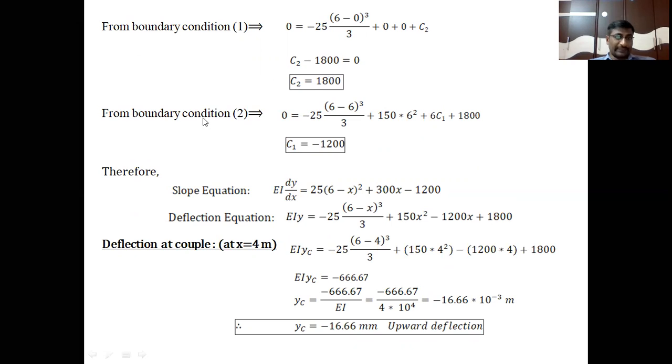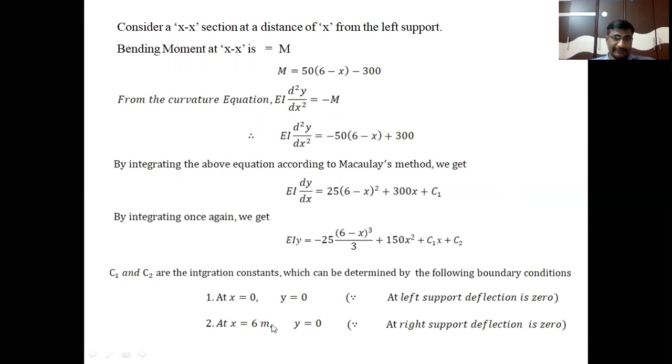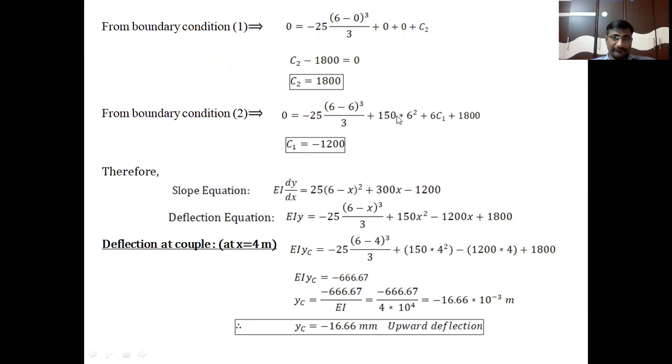From the second boundary condition, at x equal to 6 meters, y is 0. Again, substitute the second boundary condition into the deflection equation. So y is 0 on the left hand side; substitute 6 meters in place of x. So (6 minus 6) whole cube by 3 means this expression is 0, since 6 minus 6 is 0. So 150 into 6 square plus C1 into 6 plus C2. 150 into 6 square is 36, plus C1 into 6, plus 1800. C2 value is 1800, so from this expression we get the C1 value as minus 1200. This is the C1 value, the first integration constant.